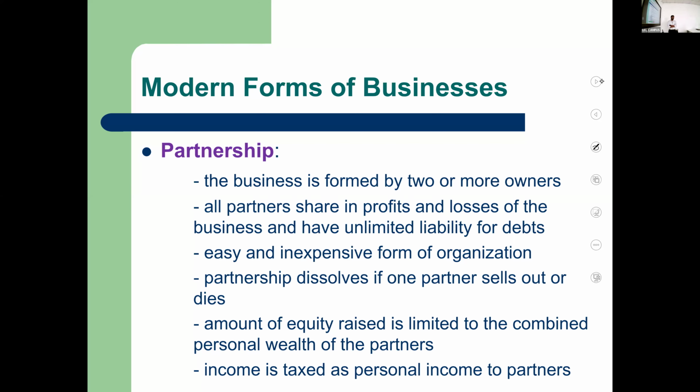It's an easy and inexpensive form of organization, you know. Right now, you three together can form a partnership. It's an easy thing. And a partnership dissolves if one partner sells out or dies. And the amount of equity raised is limited. Why is it limited? You can only collect the funds from the partners. You can't go outside, no. Therefore, it is like that.